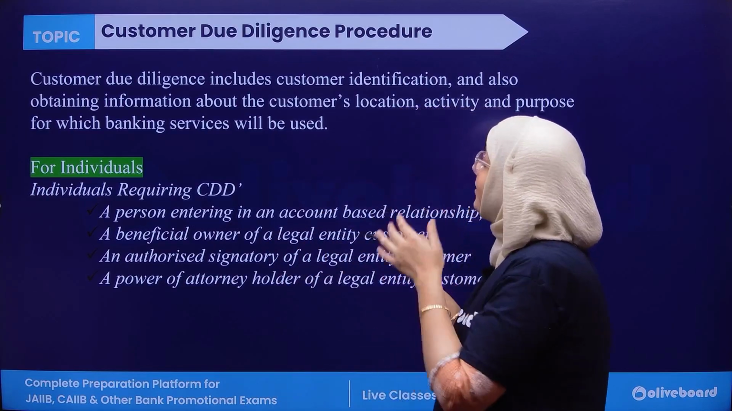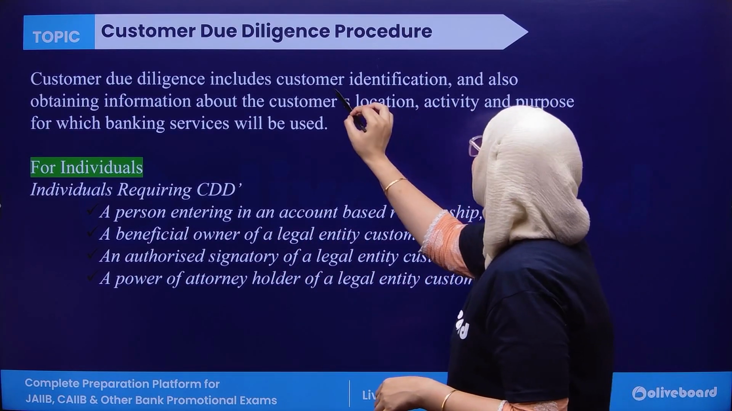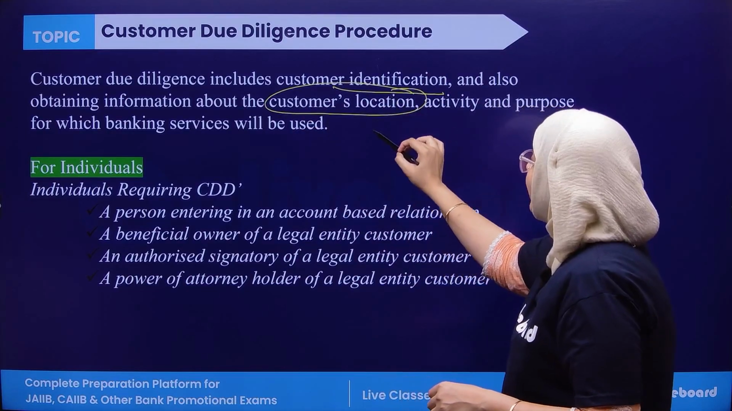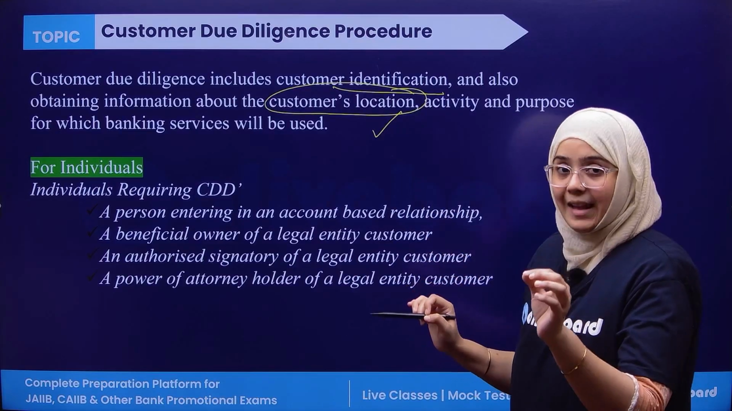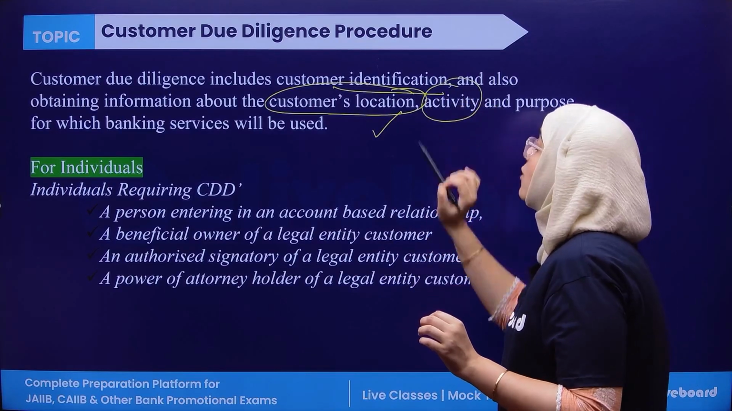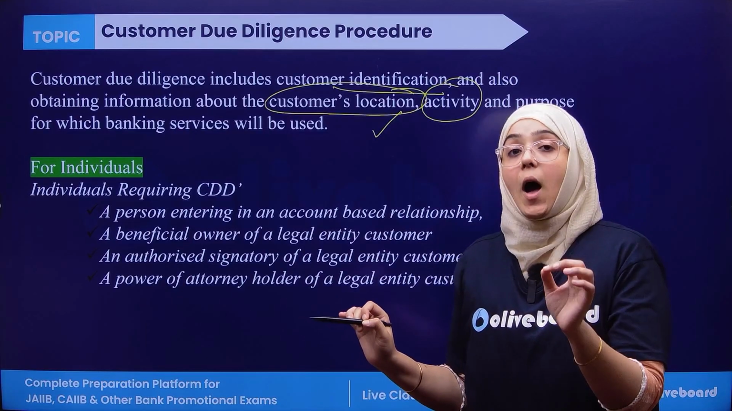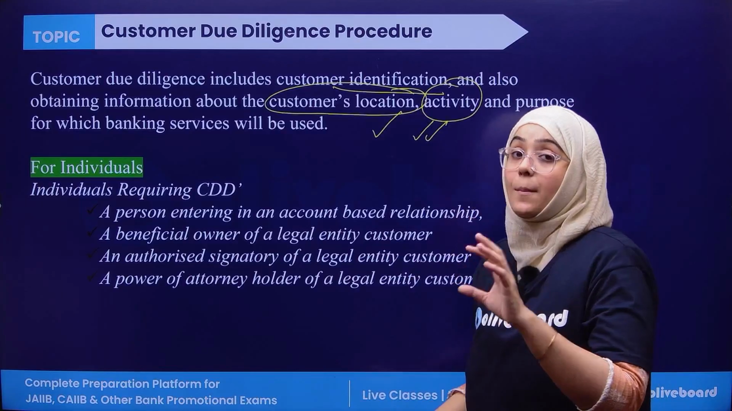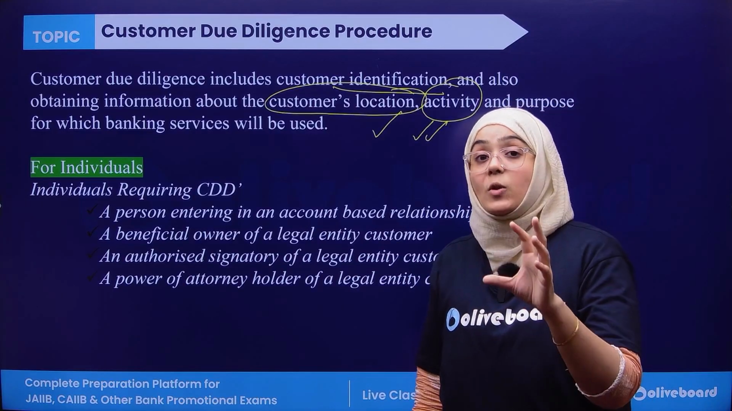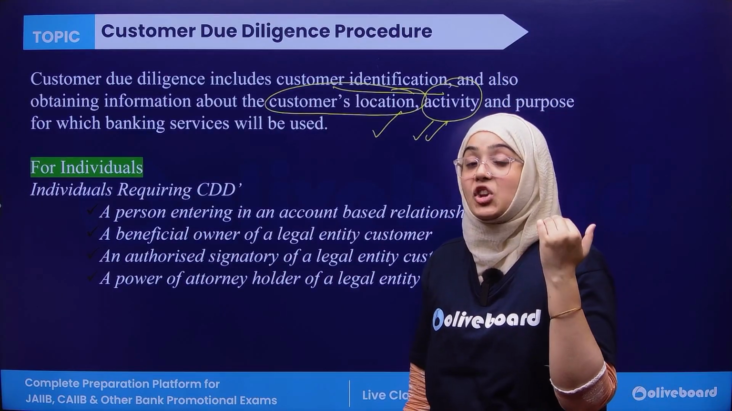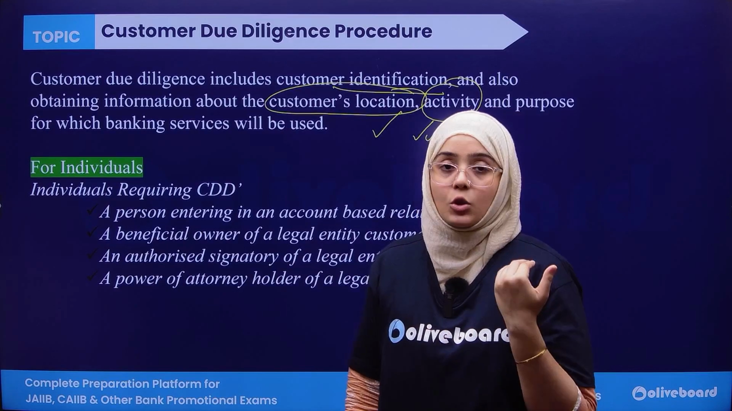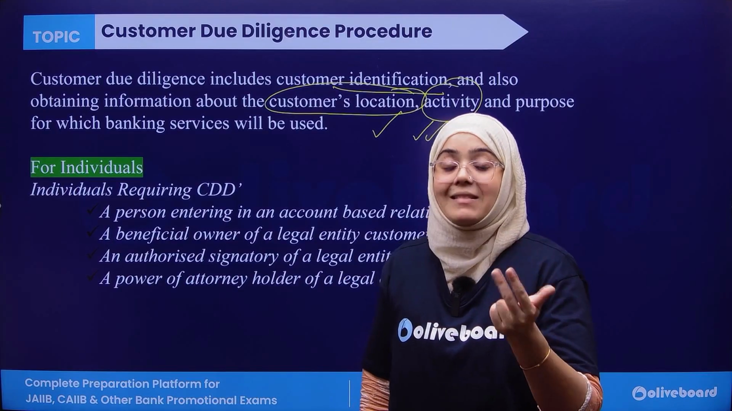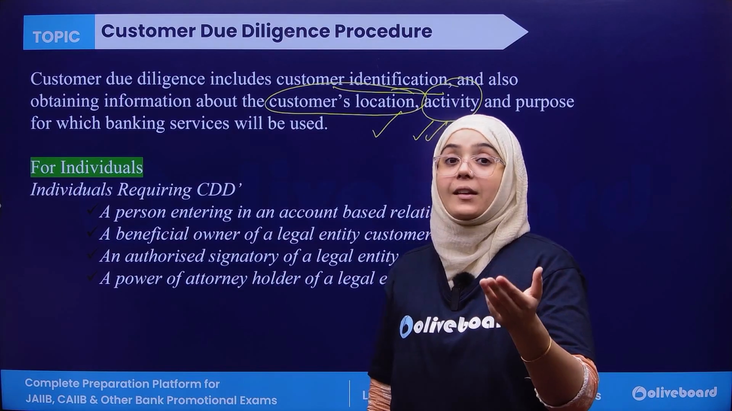Okay, so customer due diligence includes customer identification and also obtaining information about the customer's location. It means in which location you are residing, what activity you are involved in, for which purpose you are using the bank services, etc. So these are all the customer due diligence processes. Due diligence means the bank is checking you throughout, each and everything, from location to activity to business to all types of documents you have presented.